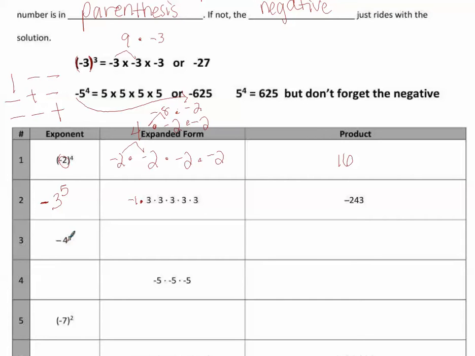In problem 3, there are no parentheses. Your exponent is only touching the 4. So in order to remember to tag on our negative, let's place a negative 1 out front. So negative 1 times 4 times 4 times 4 times 4 times 4. So your base is 4, and your exponent tells you you're going to multiply it 5 times. When I get the product, that is going to be negative 1,024.